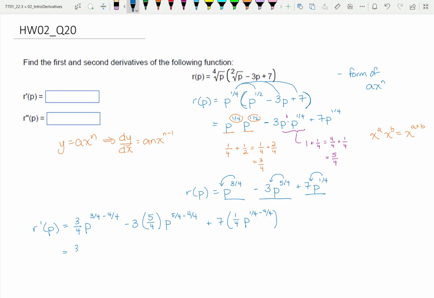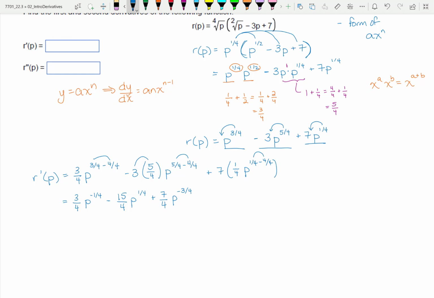Now simplifying this, I have 3/4 p to the power of, I collect my numerators, 3 minus 4, negative 1/4. Here I multiply the 3 times the 5, I get negative 15 over 4. P to the power of 5/4 minus 1/4 gives me positive 1/4. Plus 7 over 4. P to the power of, I have 1/4 minus 4/4, leaving me with negative 3/4. So that is my first derivative.